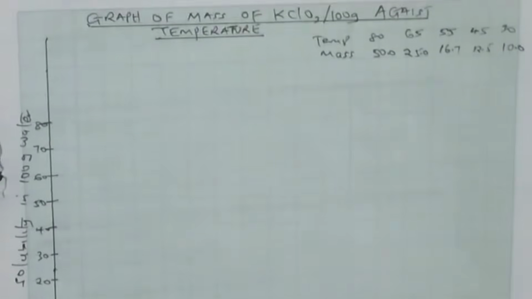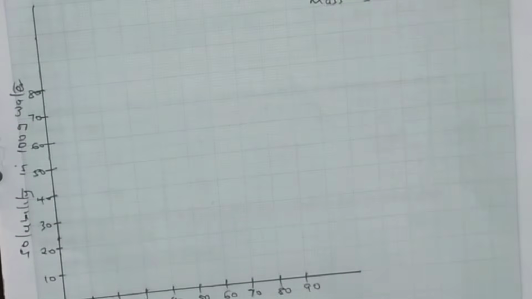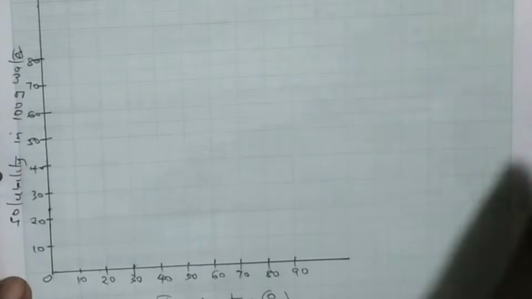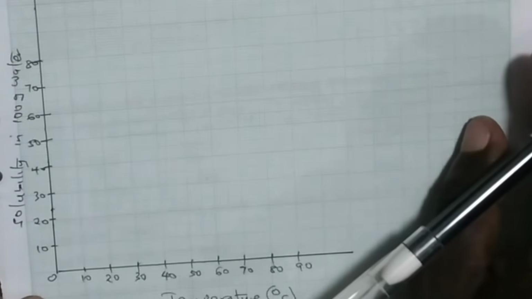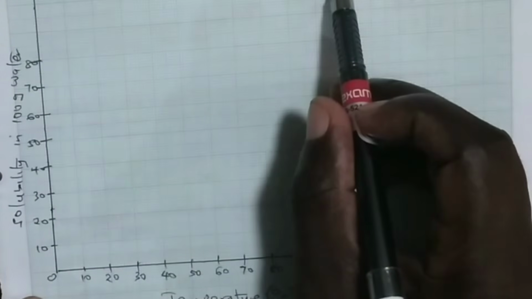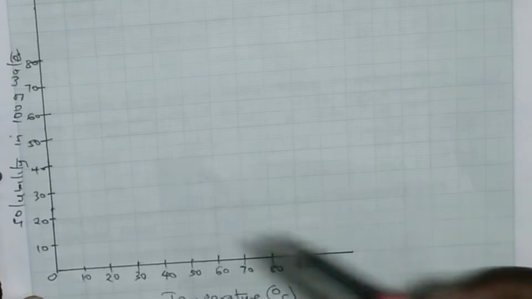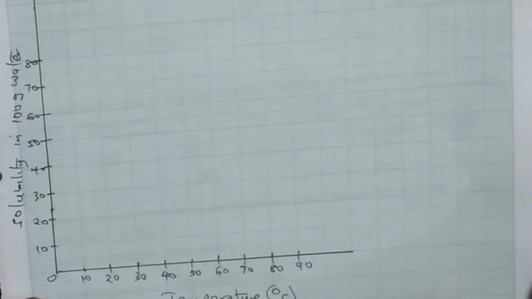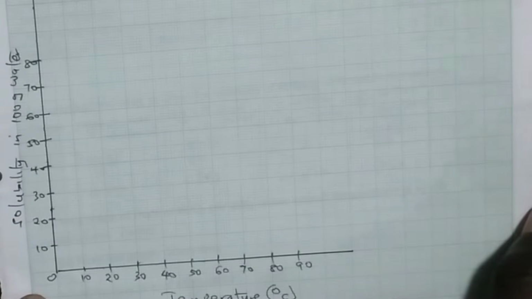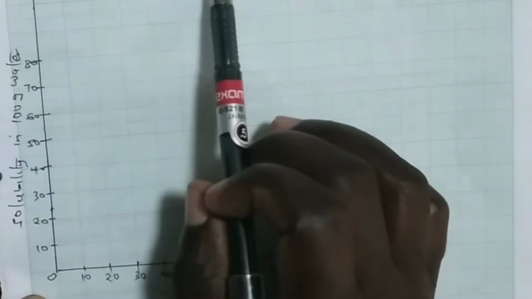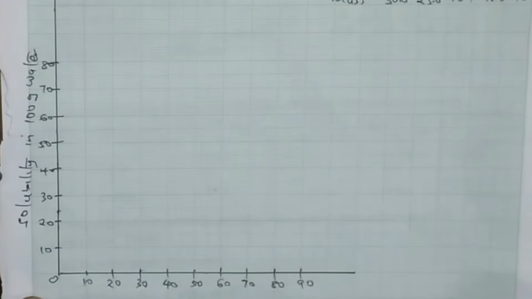In this case, I have decided to transfer the values that we are going to use here. We have the temperature on the horizontal axis. We have the solubility on the vertical axis. This is a graph of the mass of potassium chlorate in 100 grams of water against temperature in degrees Celsius.